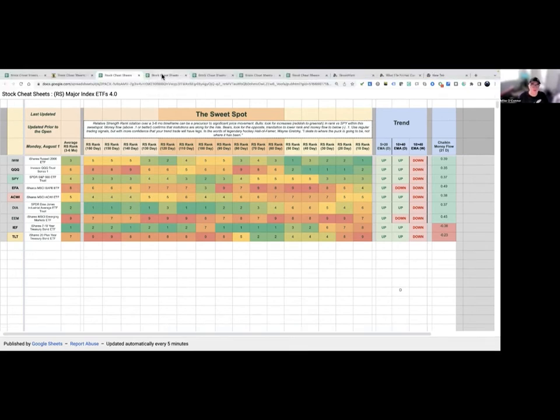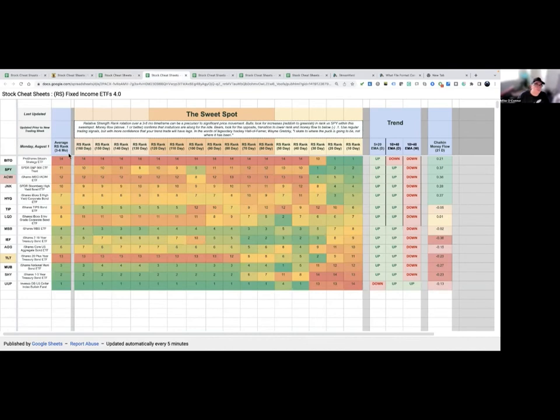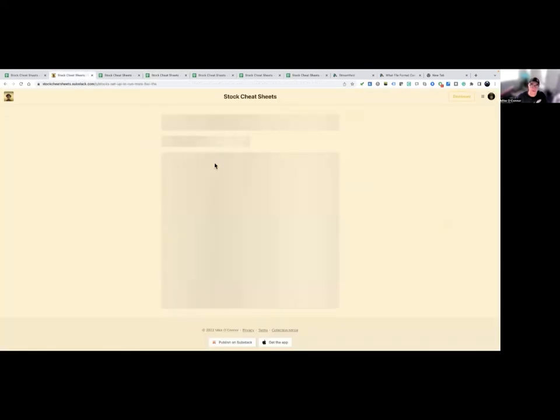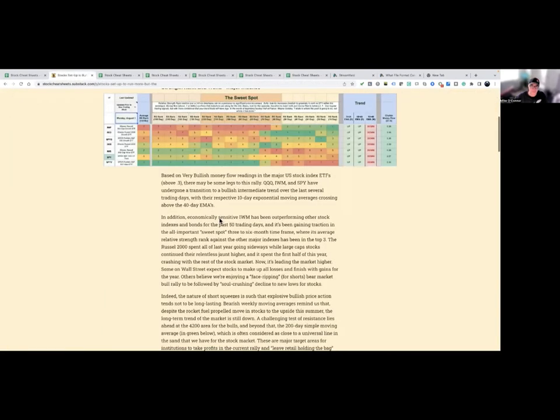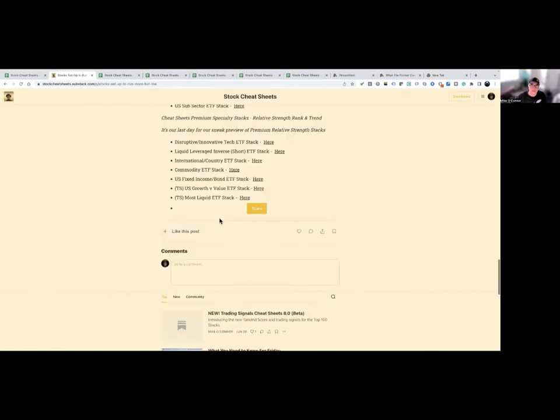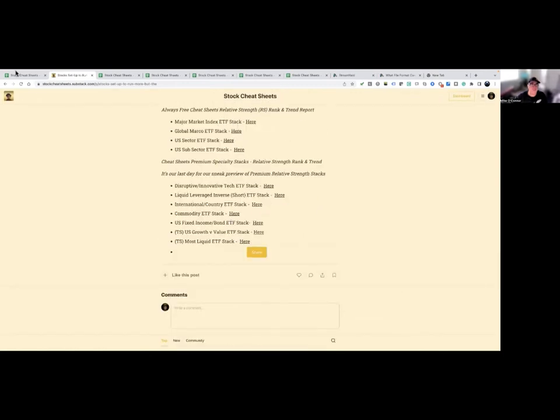But you can go through that exercise for most of the other cheat sheets here. So for example, this is now a cheat sheet, and I sent these to you to your inbox yesterday. You can click the links at the bottom of the note that I sent out yesterday, right down here, and you can get at all of these relative strength cheat sheets.